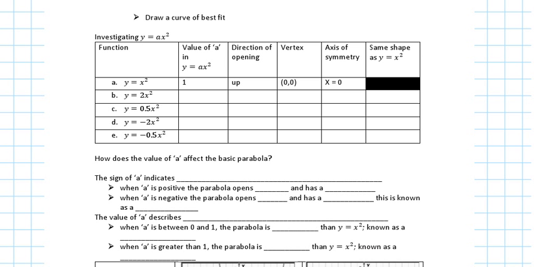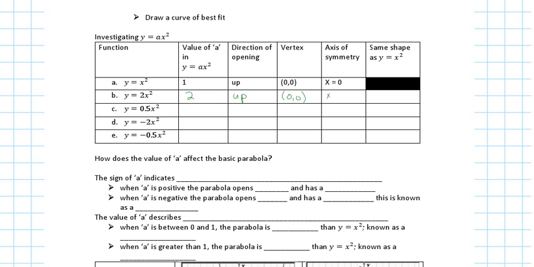All right. So remember that the a value is multiplied by the x squared. Okay, so what's the a value for this one? y equals 2x squared. It's 2. And then when we graph this, what was the direction of opening? Up. Vertex? 0, 0. My vertex did not change. And then the axis of symmetry?